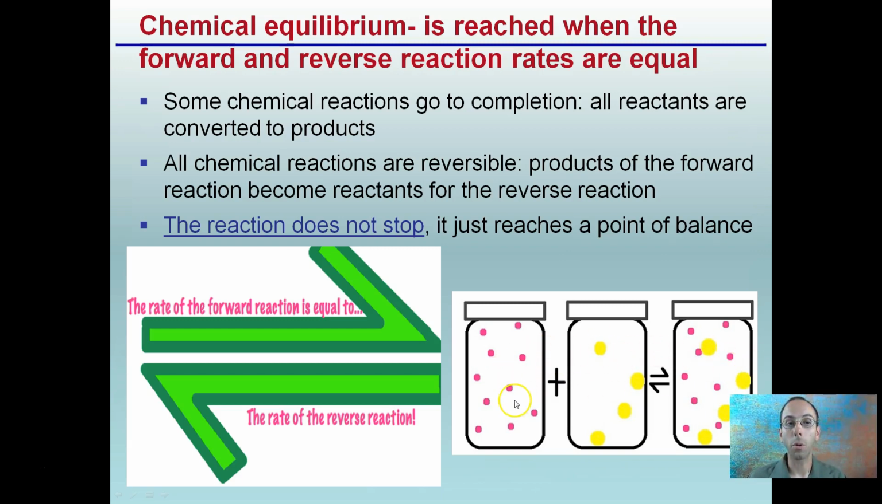They're going back and forth. We call this chemical equilibrium because the forward reaction rate is equal to the reverse reaction rate. There's essentially no net change, even though we have an equal distribution of forward and reverse reaction levels.